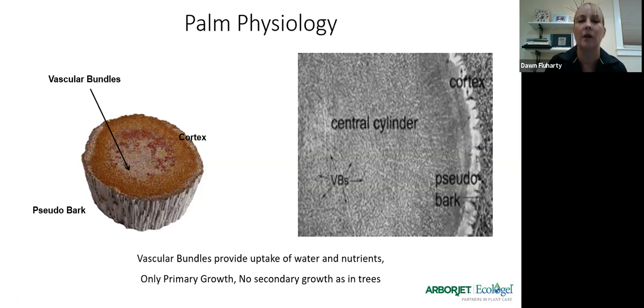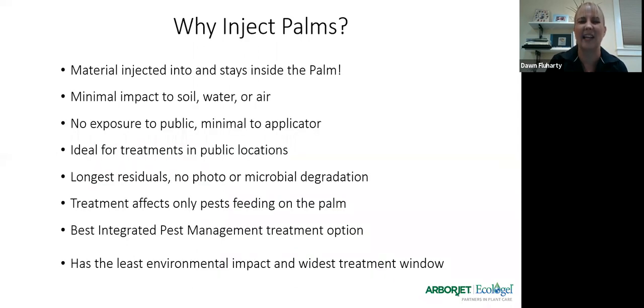Similar to tree physiology, our vascular bundles tend to be pretty bright white. So if you see that white coloring, you know you've made it into that vascular bundle. And it's got kind of a stringy look to it. So it's got a different texture as well. I guess fibrous is a better word, fibrous.